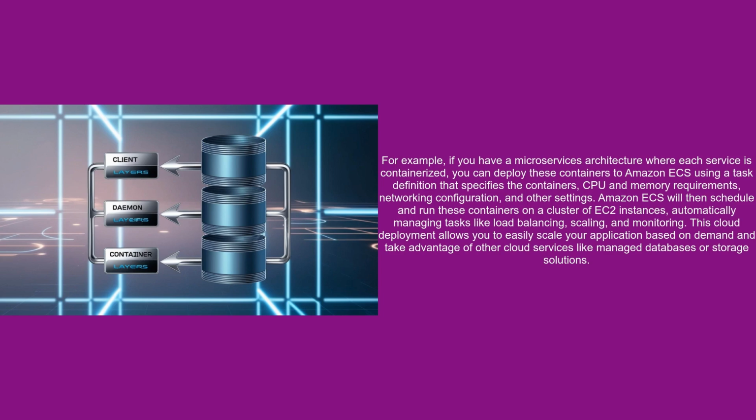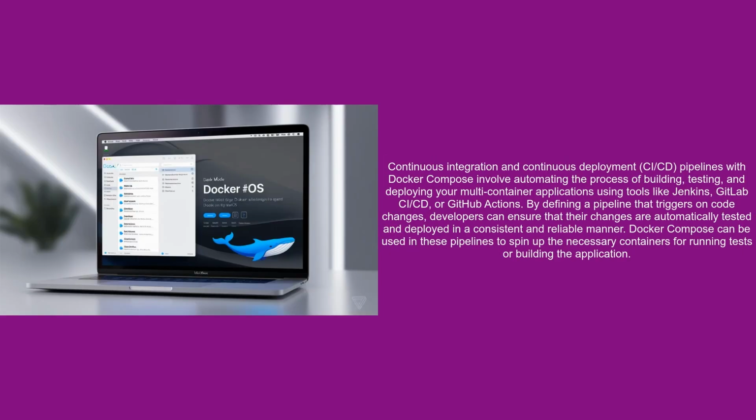Cool, right? So, picture this, you've got your hands full with a multi-container application, and you want to streamline the whole building, testing, and deploying process. That's where CI/CD pipelines with Docker Compose come in. These pipelines automate everything from start to finish, using tools like Jenkins, GitLab CI/CD, or GitHub Actions. Here's the deal, you set up a pipeline that kicks into gear whenever there's a code change. This means that any tweaks or updates you make get tested and deployed without you having to lift a finger. Pretty sweet, right? And to make things even smoother, Docker Compose steps in to spin up all the containers you need for testing or building your app.